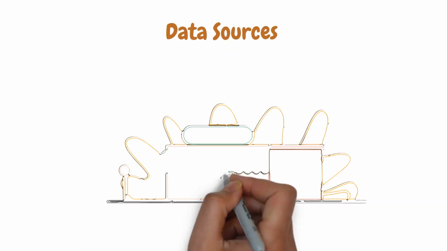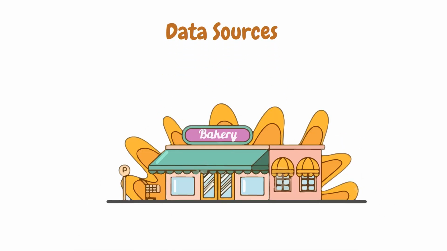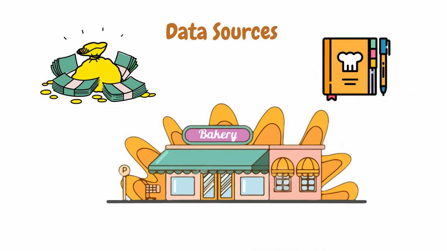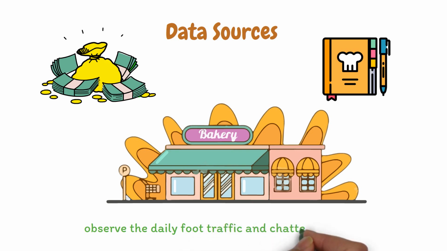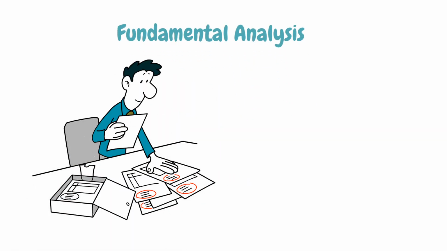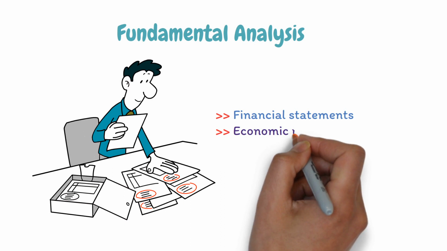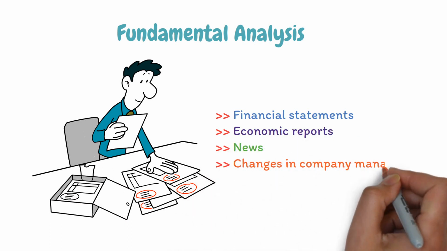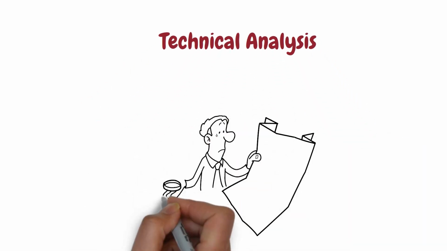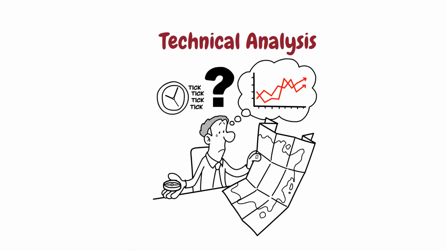Data sources. Returning to our bakery analogy. If you wanted to understand how the bakery might fare in the future, would you rather check its books and recipes, the essence of its business, or observe the daily foot traffic and chatter of customers? Fundamental analysis digs deep into the core of the company. We're talking financial statements, economic reports, news, and any significant changes in company management. Technical analysis. It's all about the current vibe. This means studying price charts, volume data, and the patterns they form.